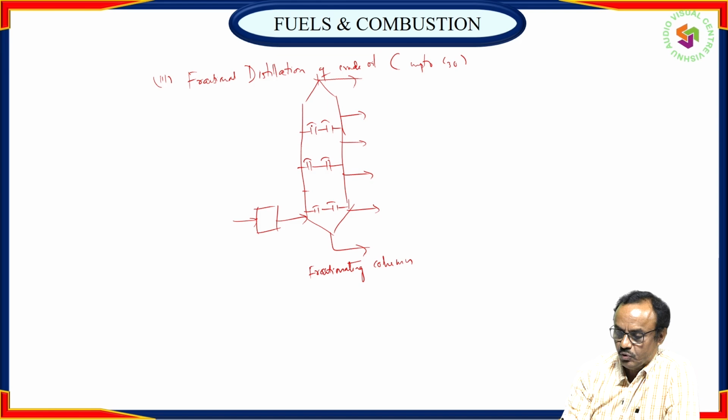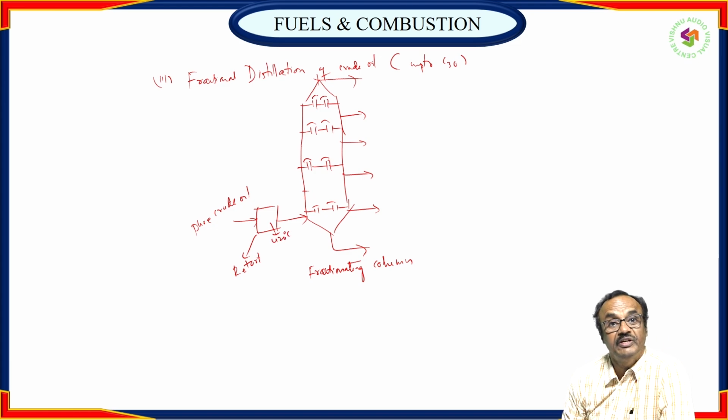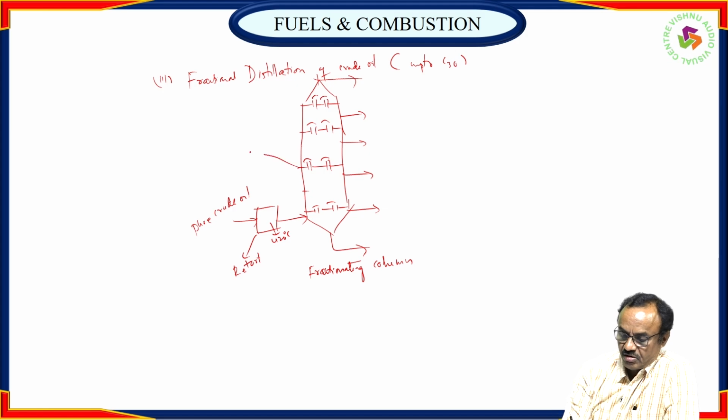Each tray is covered with a loose cap and chimney, right? Pure refined crude oil is passed into the retort, where the temperature is maintained at about 420 degrees centigrade. Under 420 degrees centigrade. So these are called trays.